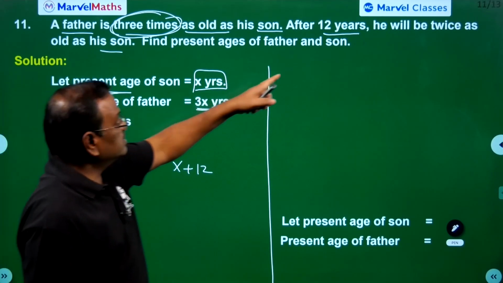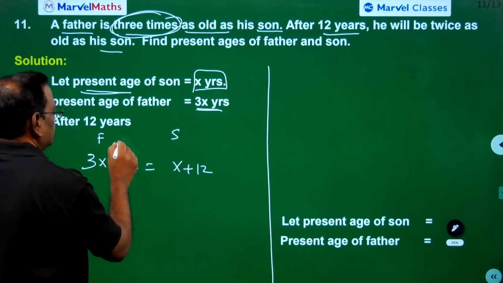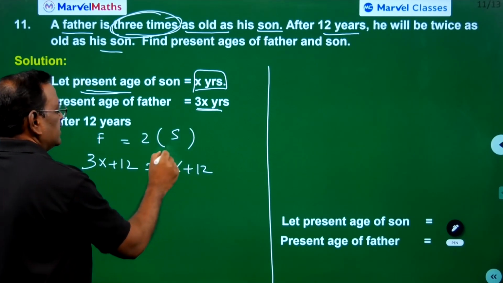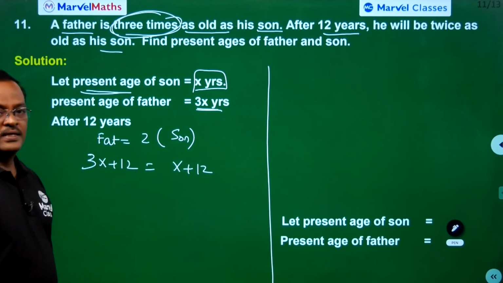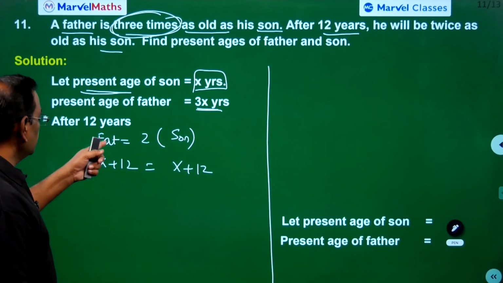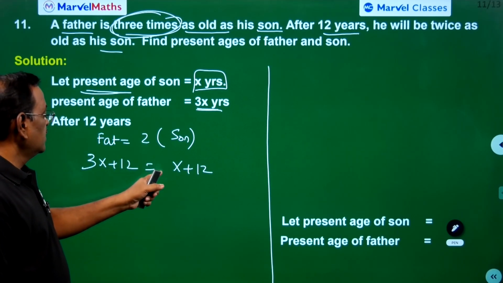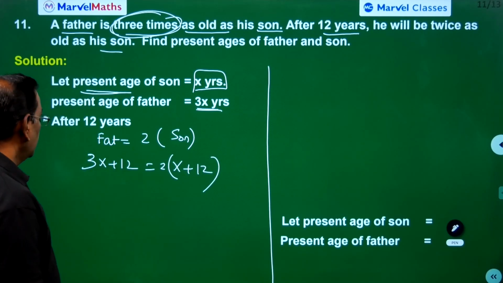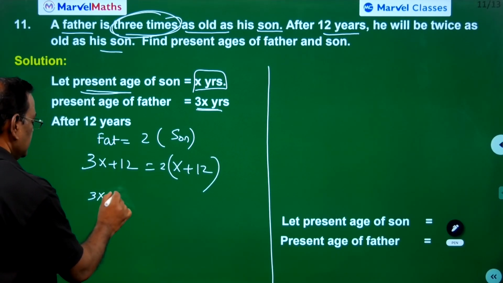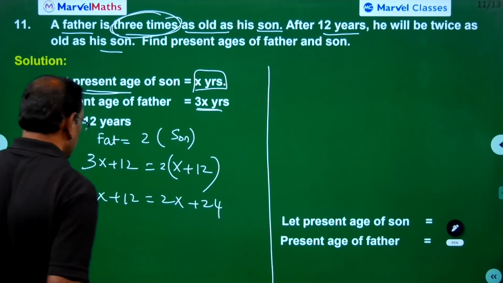After 12 years, he will be twice. Yes, after 12 years, father is 2 times son. Father's age is 2 times son's age. So father's age after 12 years is 3x plus 12 and son's age is 2 into x plus 12, which implies 3x plus 12 equal to 2x plus 24.